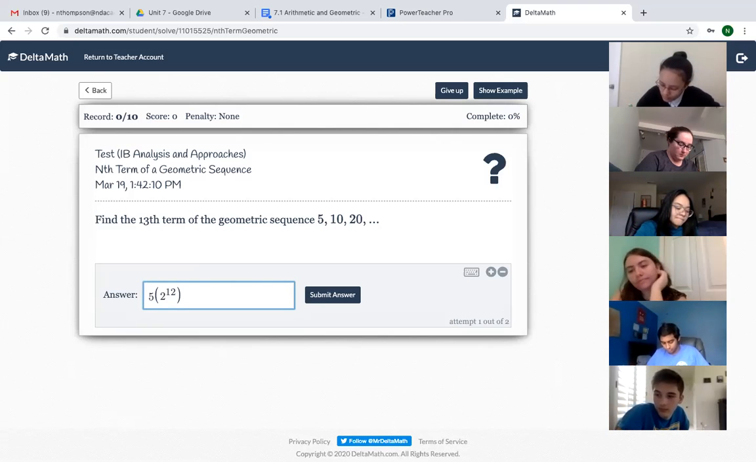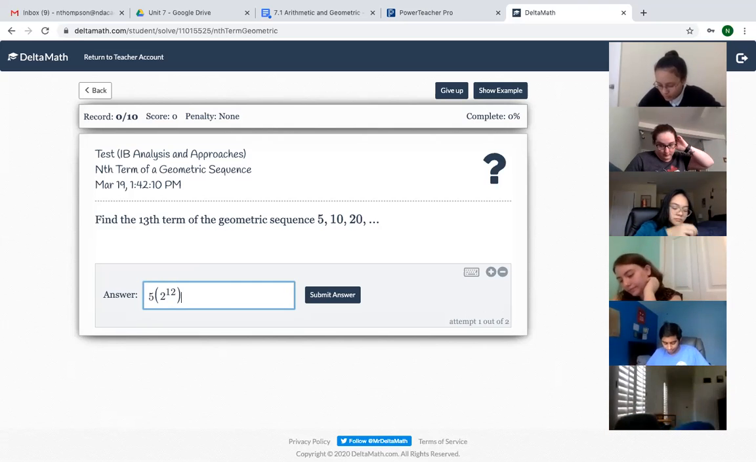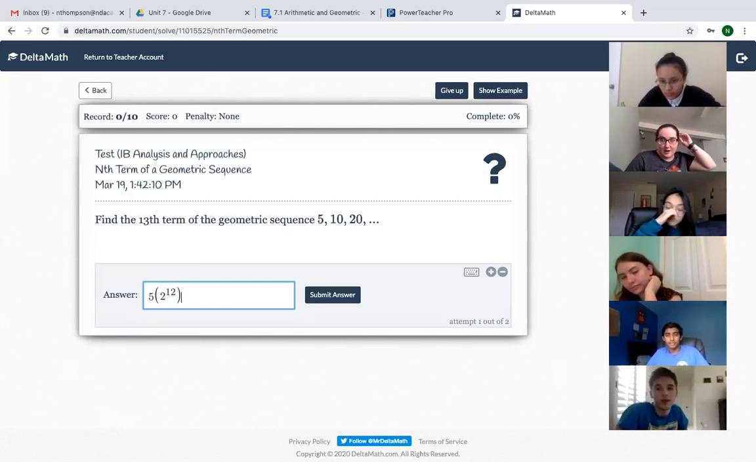Wait, it would be 13. Oh, okay, now. Why is it 12? Because n minus 1. Because the formula is n minus 1. What is n? The n term is the number of the term that they ask for. In this case, it would be 13.